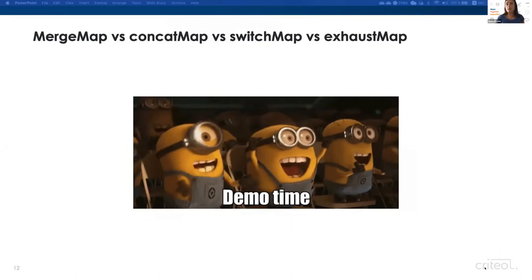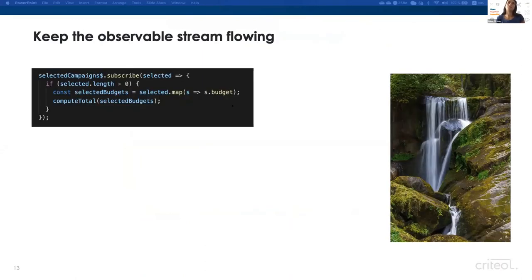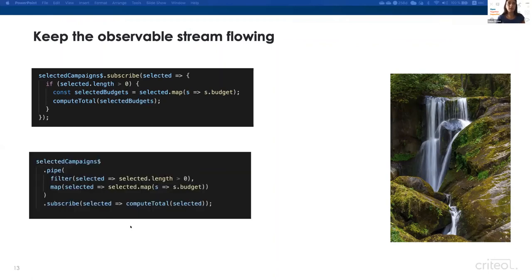And what I also wanted to show you, if we go back to our example, is that one of the important things is to keep the observable stream flowing. Operators are pure functions. The most important thing is that if you can use observables, the subscribe must be kept to a minimum. This code is correct, but when using observables, you have to think reactive and not in the classical imperative way. So the same code can be achieved like this.